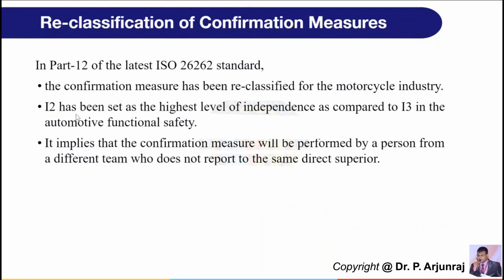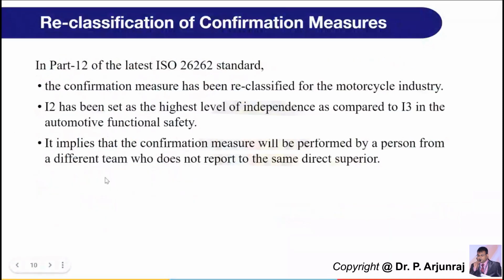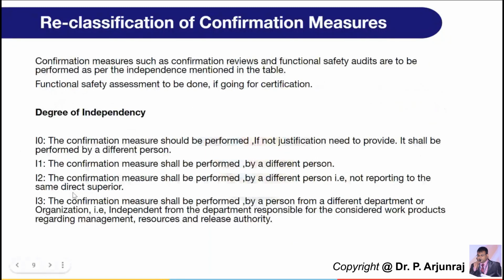So I2, which means the second category, this second category has been set as the highest level of independence as compared to that of I3. I2 is being followed in most of the two-wheeler companies with respect to motorcycle functional safety. Instead of three, they are following two, which means the confirmation measure is performed by a different person, not reporting to the same direct superior.